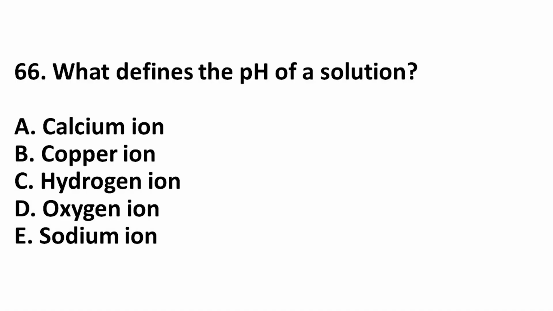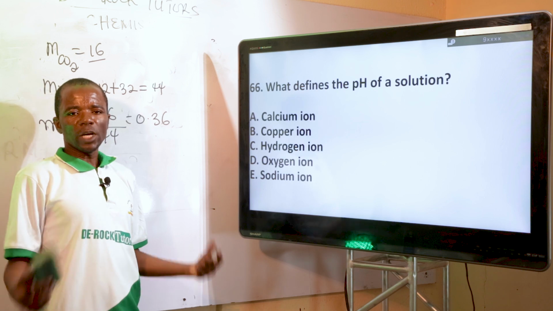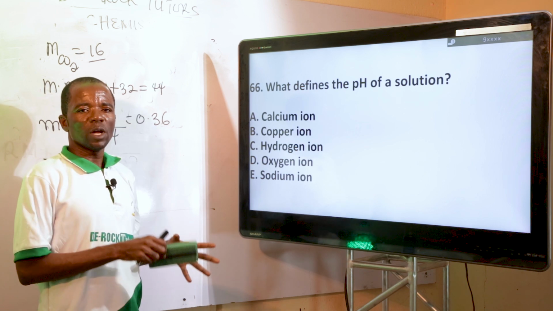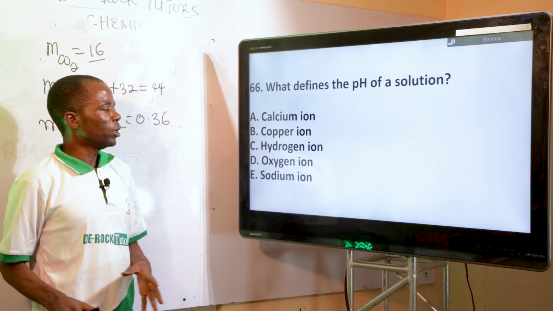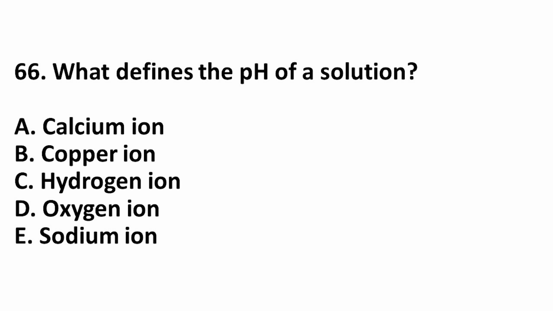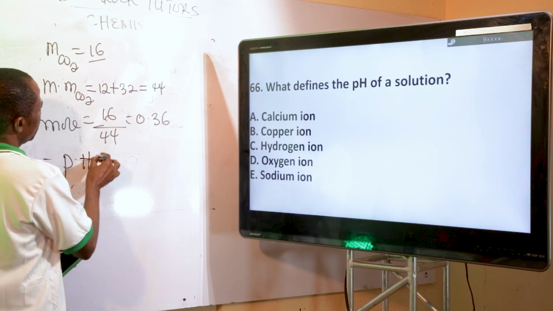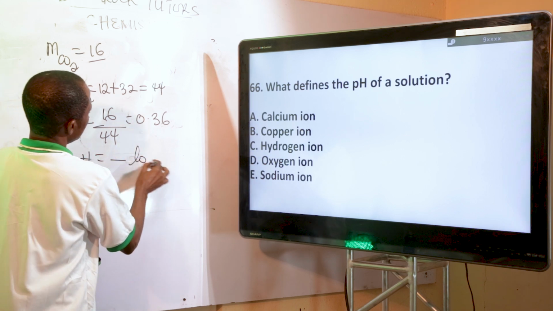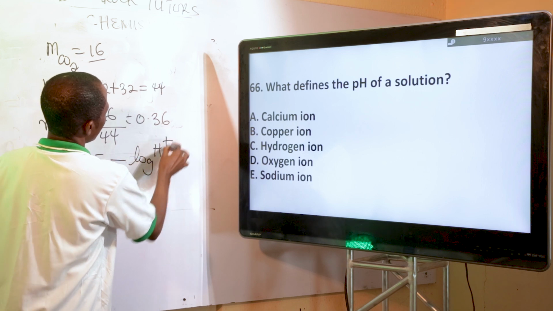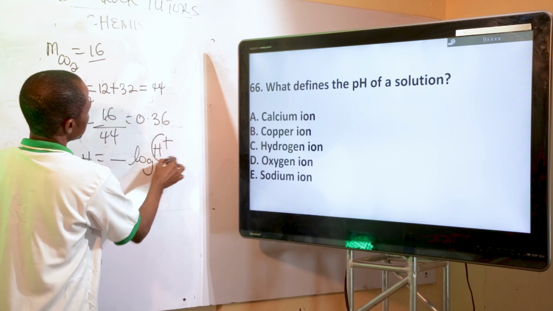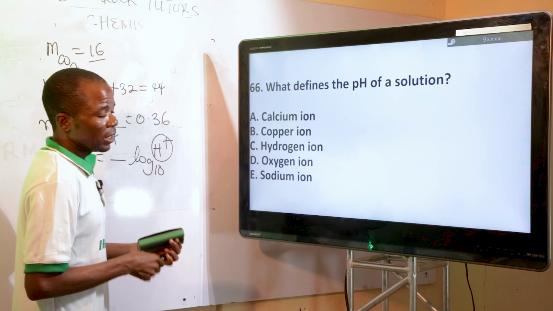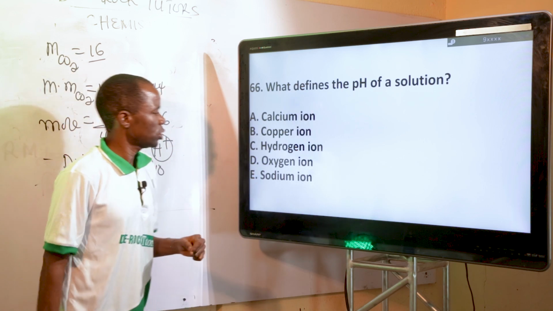Number 66. What defines the pH of a solution? The pH of a solution talks about the number of hydrogen ions. So it is the hydrogen ion H+ that determines the pH of a solution. Even the formula, we can say pH is equal to negative logarithm of hydrogen ion concentration to base 10. So you can see the hydrogen ion there. So the correct answer is option C.